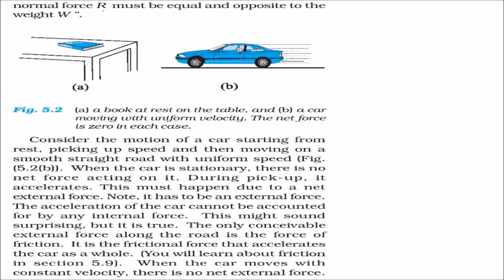That means the force, this R, has to be equal and opposite to this weight. Let us take one more example, that is a motion of a car which is starting from rest. It is starting with initial velocity 0. Now it is picking up speed and then moving on a straight road, and now it has uniform speed.